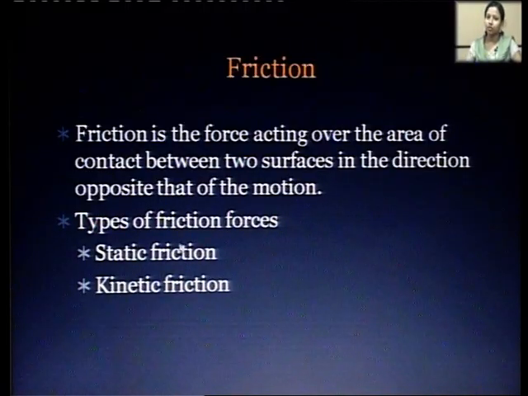There are mainly two types of friction, static friction and kinetic friction. Kinetic friction is also called dynamic friction. So the important point here is that friction is of two main types, static and kinetic, which may also be called dynamic friction.